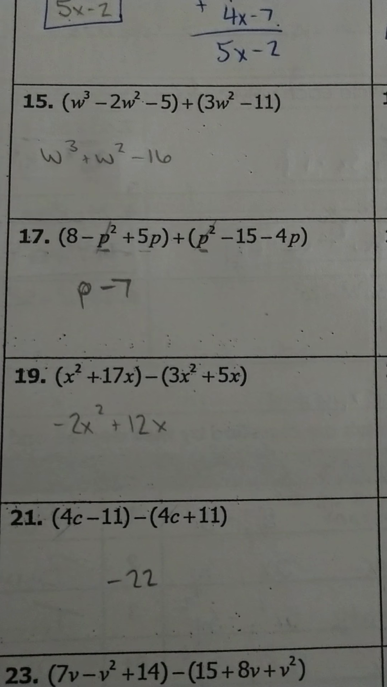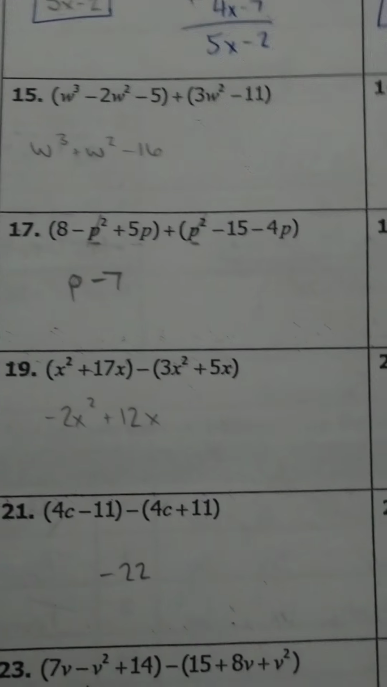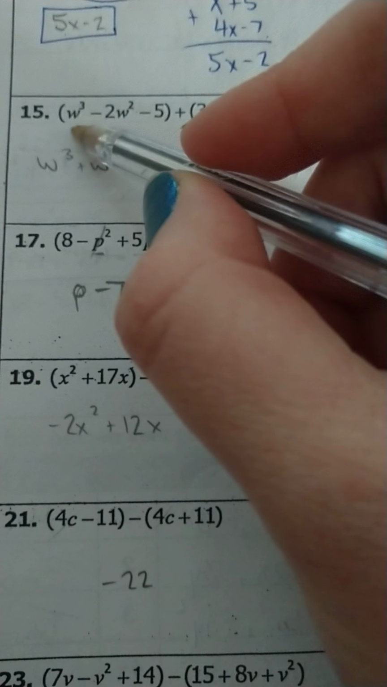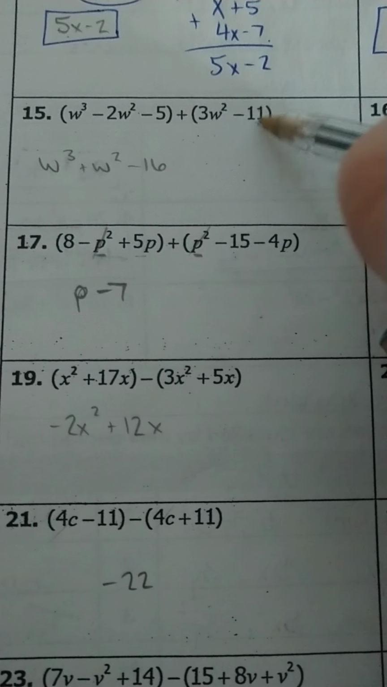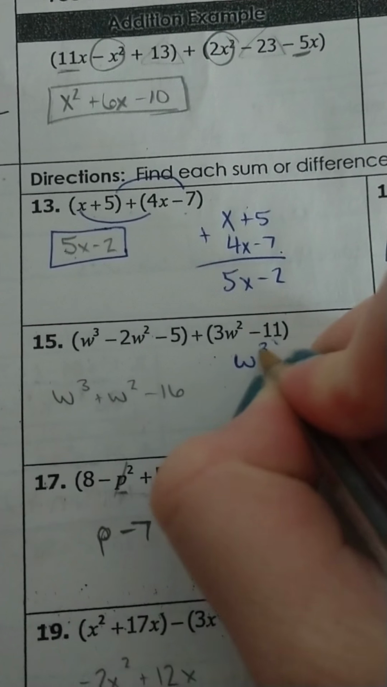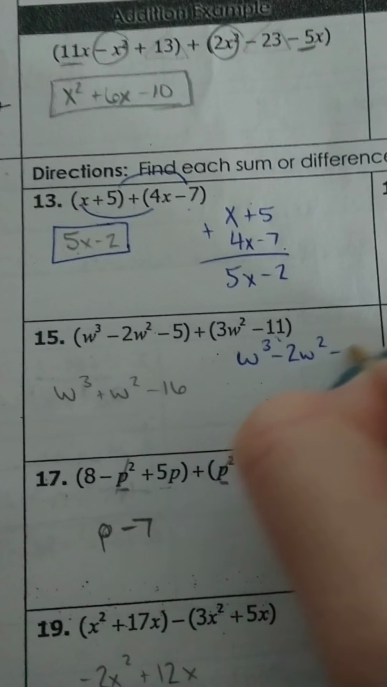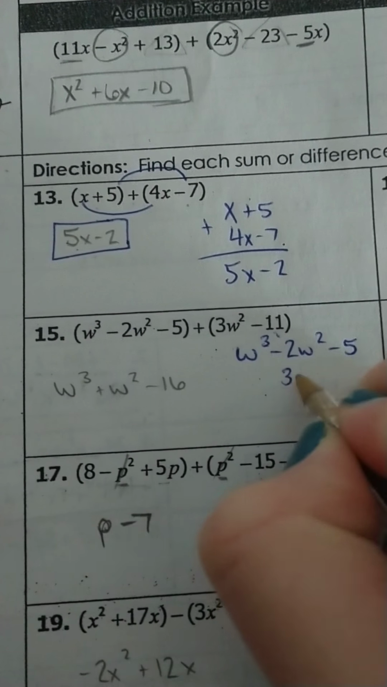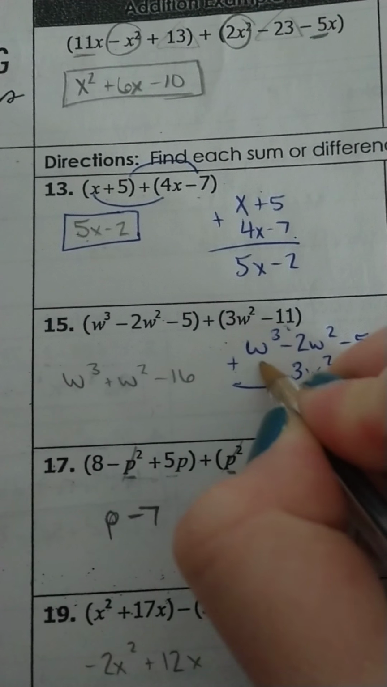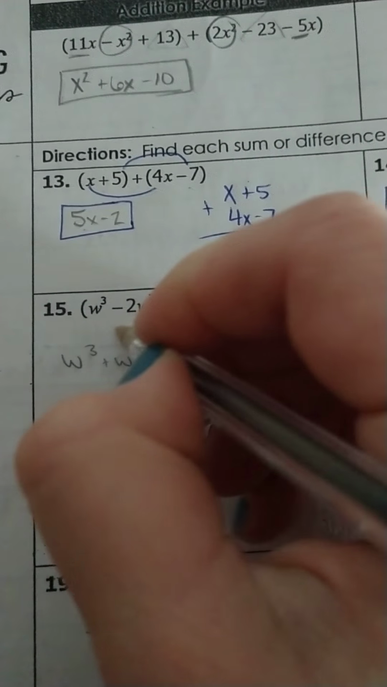Number 15. Number 15 is in standard form, but you're missing some things. So if you notice, you've got a w cubed here. There is no corresponding w cubed over here. So if we were to line this one up, we would have w cubed minus 2w squared minus 5. And then I would have 3w squared minus 11. And when I added those together, I would fill in that 0 right there.